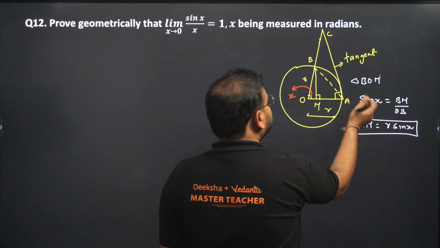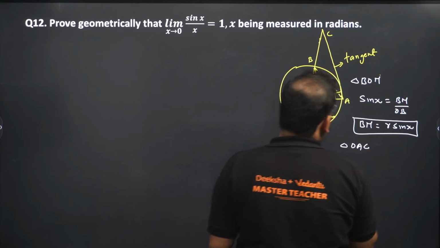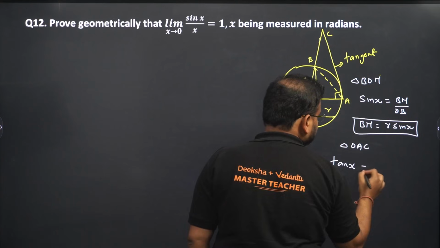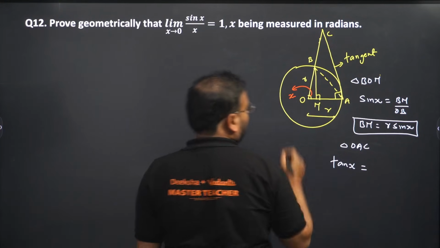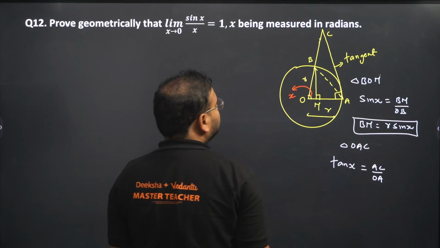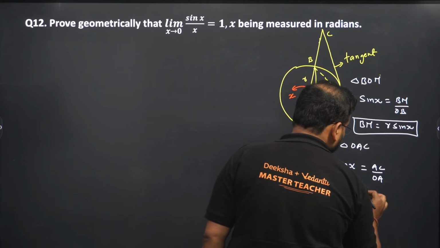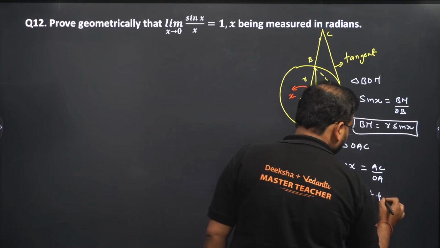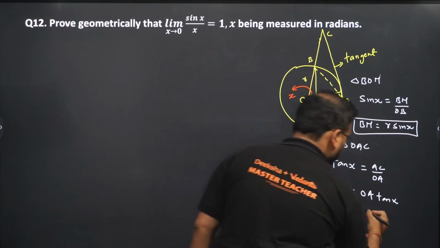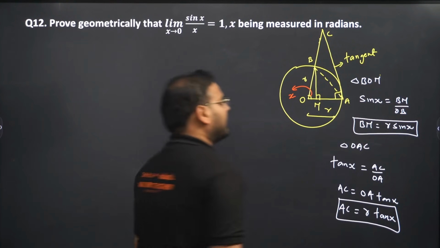Now we can also do this. Check here. Apply the same way in triangle OAC. Find tan theta or tan x. In this, what are you going to get? AC upon OA. So how do you find AC now? You find AC as OA times tan x. What is the OA value? Again the radius. So AC is R tan x. Check carefully.